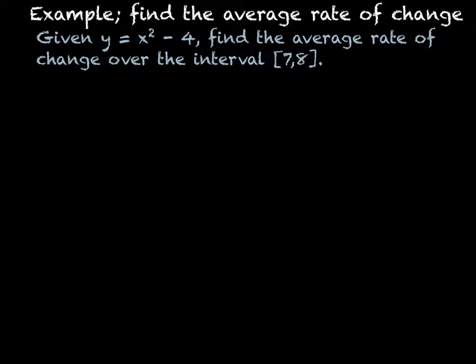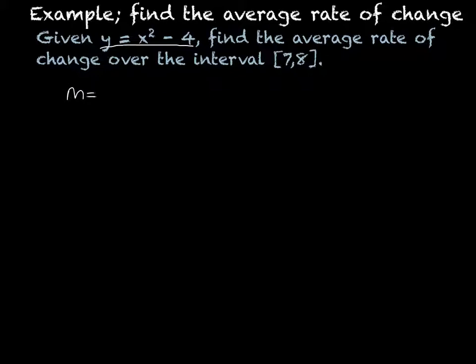In this next example, what we want to do is find the average rate of change. This one's a little different because instead of being a line, our equation is actually a parabola. It's x squared minus 4. So we can still find an average rate of change. It's not going to be exact for everything, but at a certain point, we can find a rate of change. So our rate of change is m.